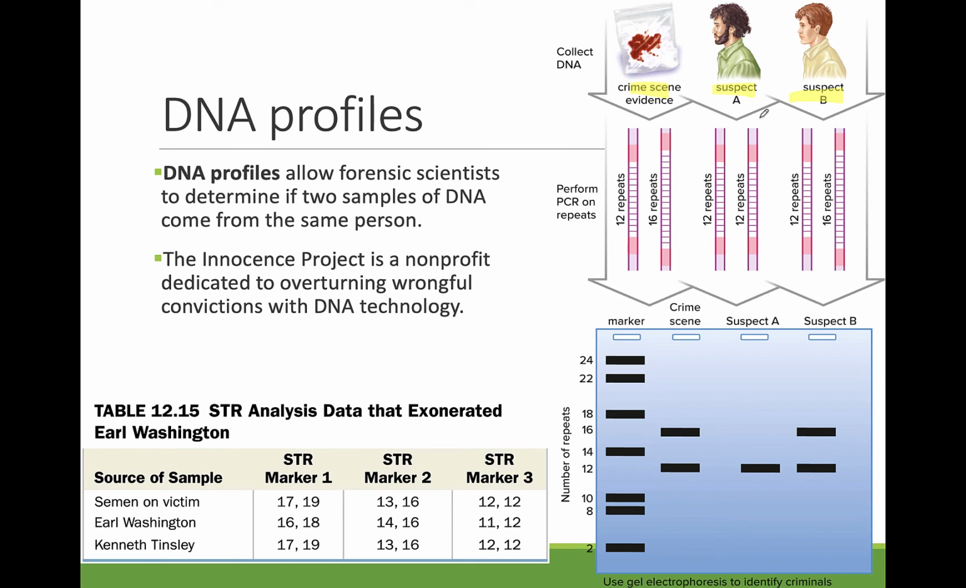The Innocence Project was founded in 1992 and works to help free convicted criminals who are actually innocent. New DNA technology can be applied to older cases to exonerate people who were wrongfully convicted. Earl Washington is one example of an innocent man released from prison after being wrongly convicted.